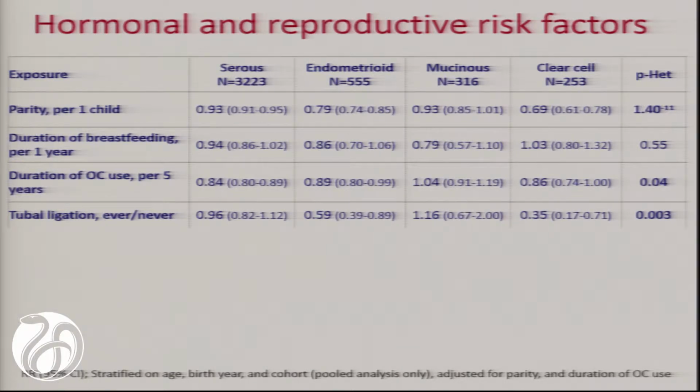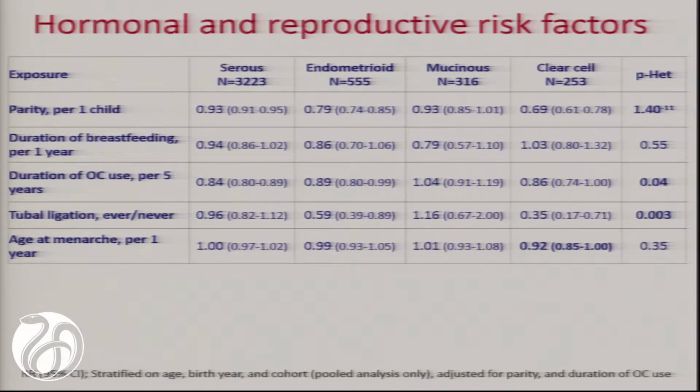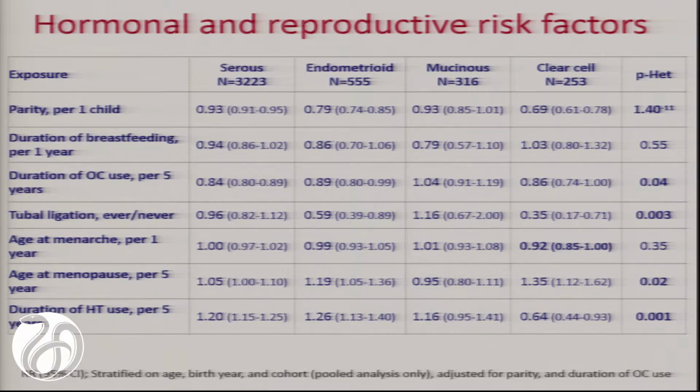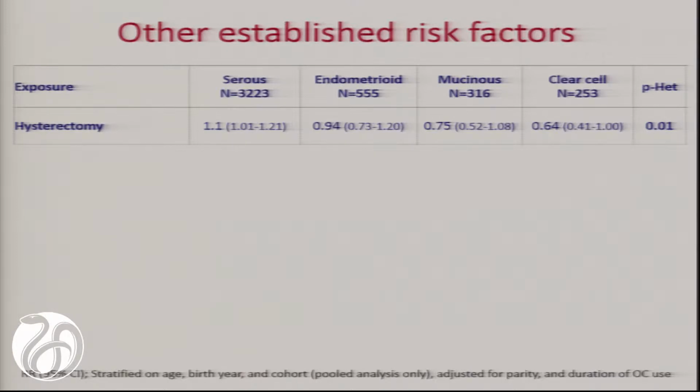So if we take away that path, we would expect protection. Age at menarche, again, most strongly associated with clear cell cancers, not at all with serous in this large study. Age at menopause, heterogeneous, most strongly, again, with endometrioid and clear cell, and so on. So we looked at all the established risk factors, and for almost all of them, we saw significant heterogeneity and very different findings, and also different directions for individual subtypes, which is quite striking.